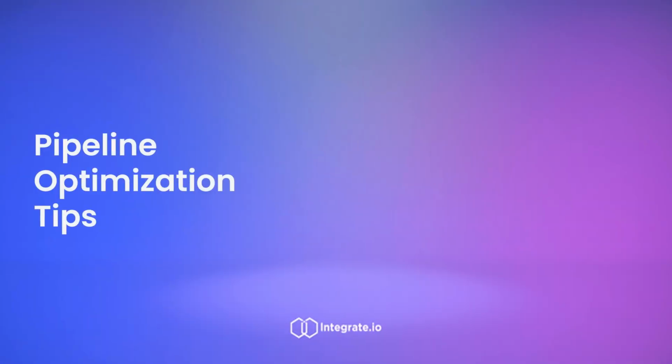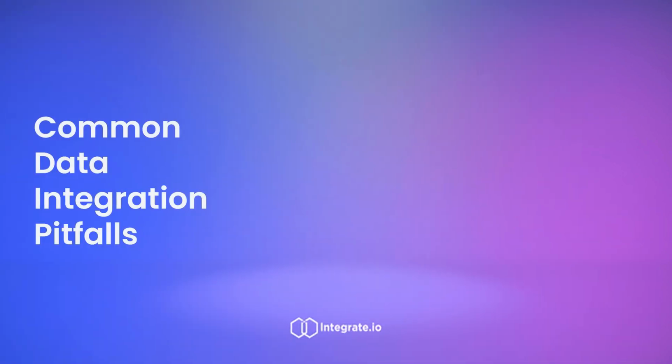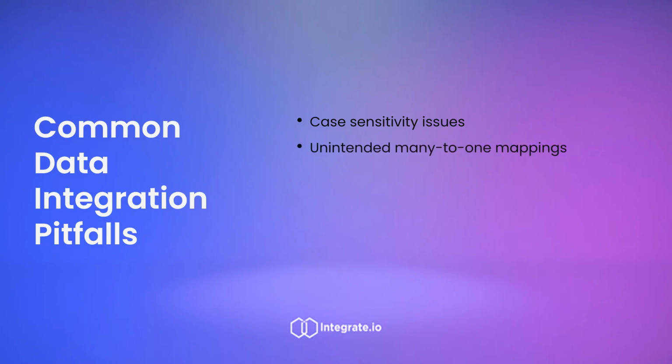To keep your pipelines fast, optimization is essential. Always ensure your lookup keys are indexed in the source database. Additionally, only fetch the fields you absolutely need. These small adjustments can significantly reduce latency, especially when dealing with datasets comprising millions of records. Troubleshooting often comes down to the basics. Check for case sensitivity. Email with a capital E is not the same as lowercase email in some systems. Also be wary of many-to-one matches that might skew your results. Validating your data types before you run the pipeline will save you from most common integration headaches.